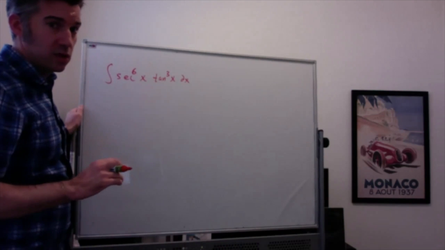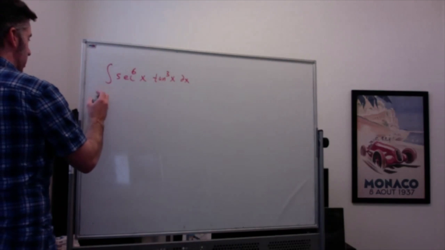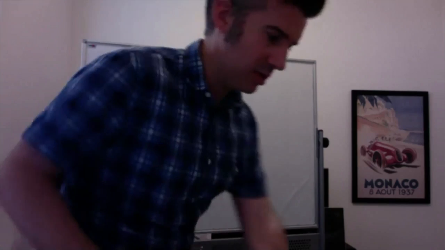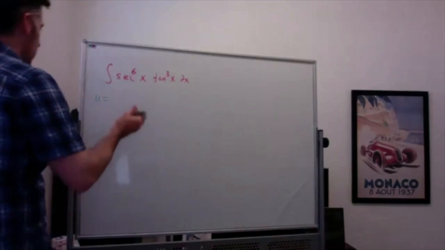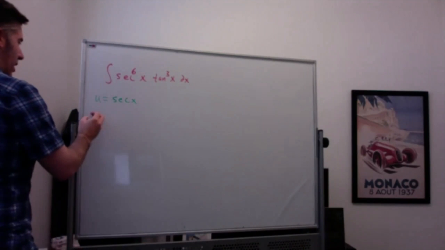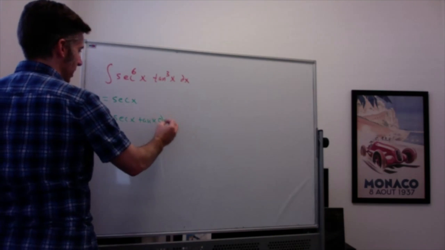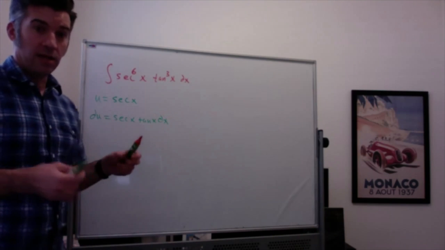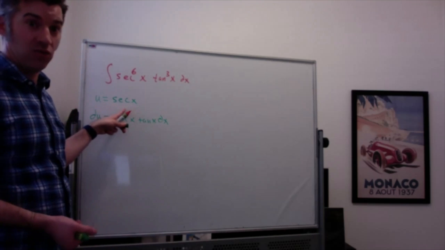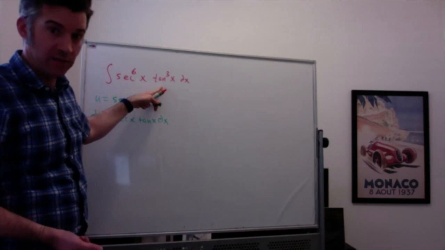In this case, you could make either choice. You could make the choice to let u equal secant x, and then du would be secant x tangent x dx. And the non-u choice, tangent, is the not u choice. Well, after I deal with this, there's going to be an even number of tangents left over, so we're good to go.